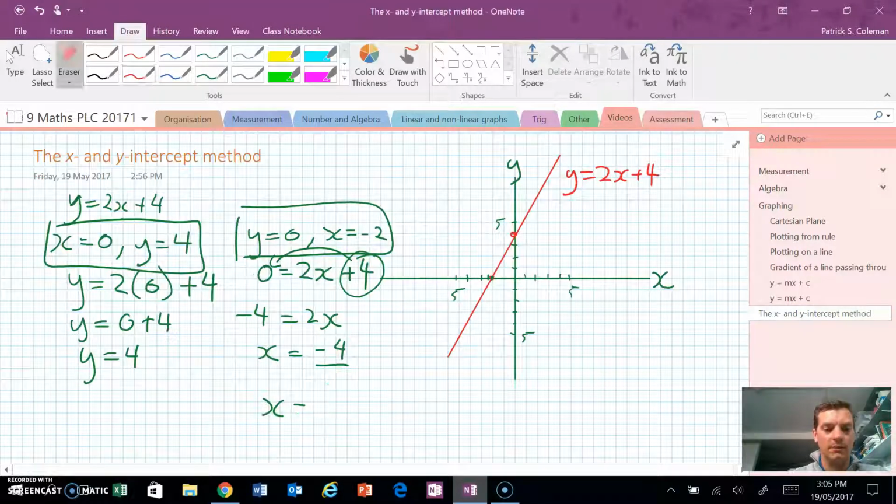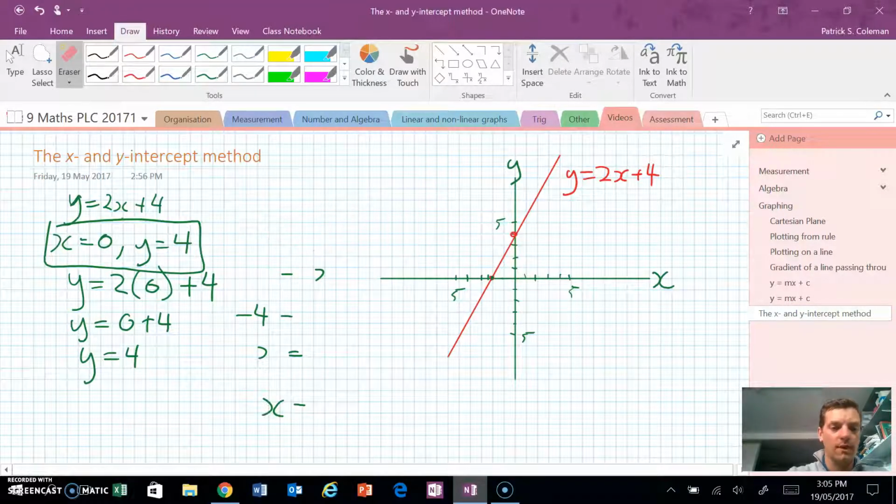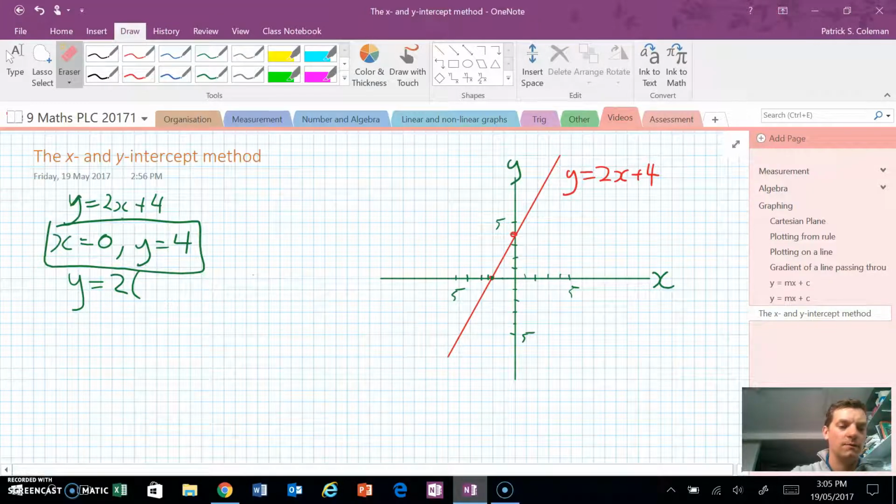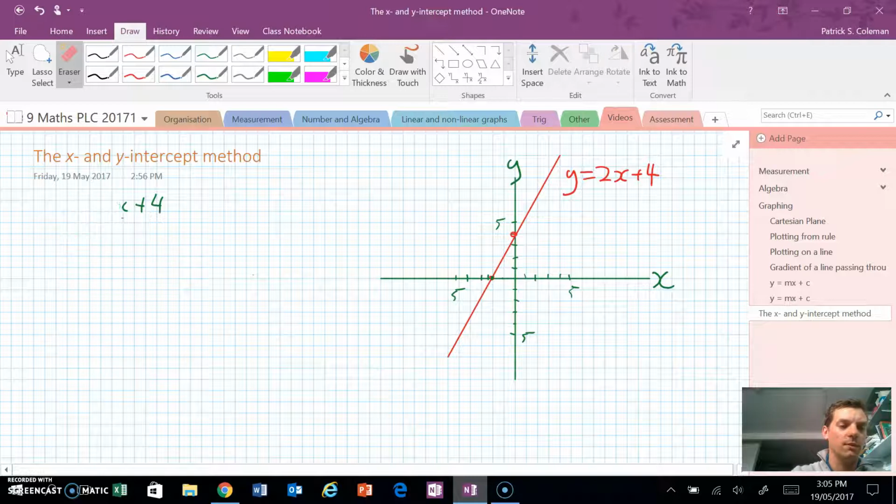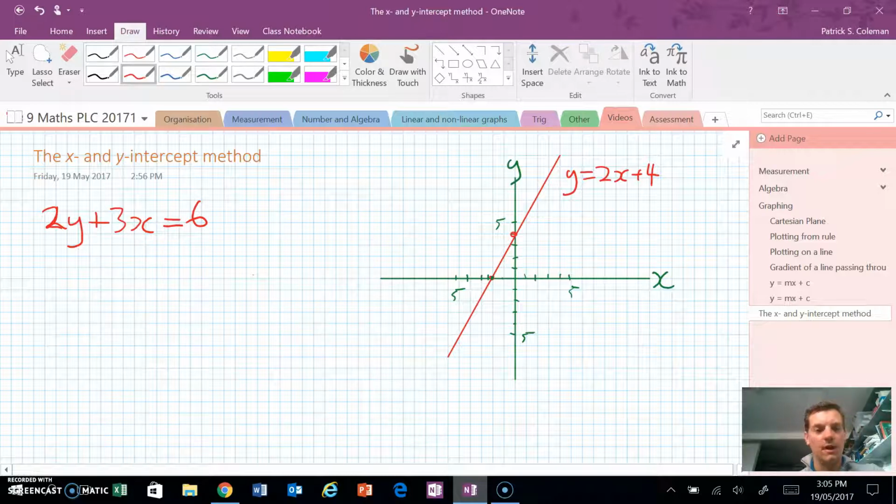Let's have a look at another one. We'll get rid of this. We've done all the working out for that one. And we're going to have a look at another equation that's just a little bit tricky. Shouldn't cause us too many problems if we can remember some of our basic rules around solving equations. So this time the equation is 2y plus 3x equals 6. So same thing, we're going to try and find the x and y intercept.